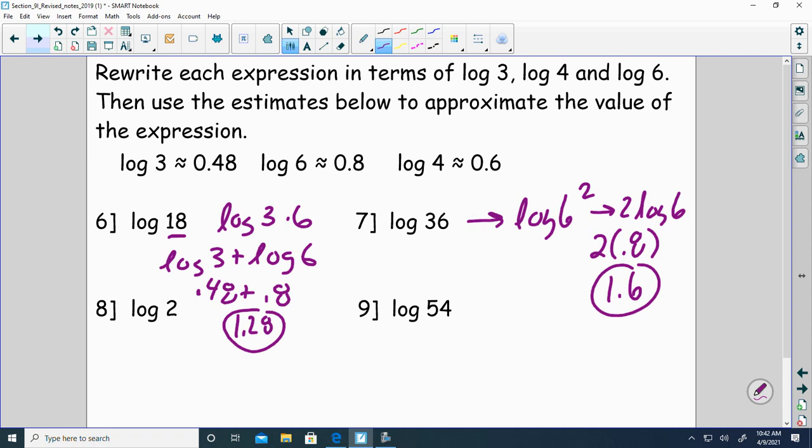Now, this is one where we start looking and going, log 2. Well, I only know log 3, log 6, and log 4. So there's something I could do with 3, 6, or 4 to make it look like a 2. Divide by 2. So I can go 6 divided by 3. 6 divided by 3 is 2, right? Am I right? Okay. So I'm going to say that this is log of 6 over 3. Agree?